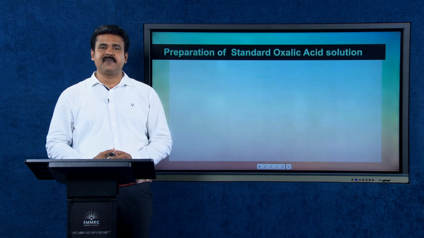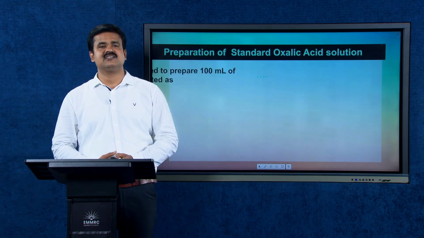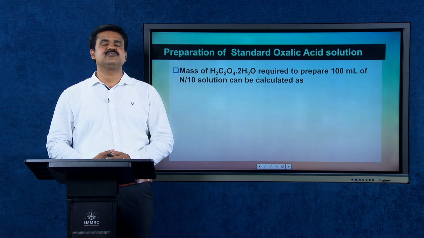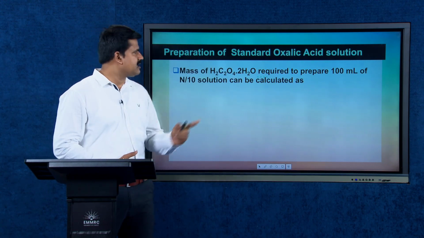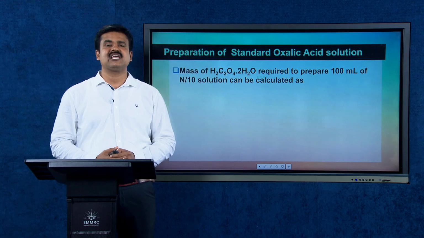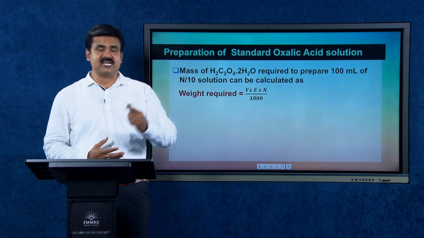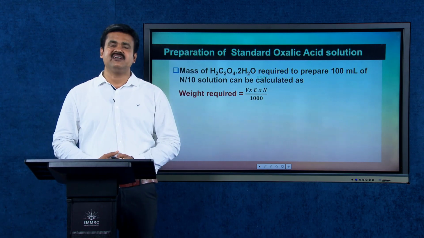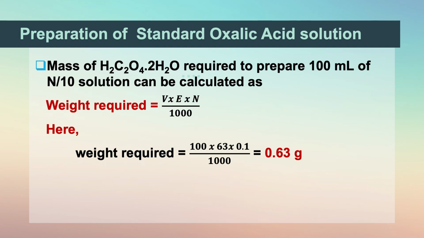First of all, preparation of standard oxalic acid solution. Mass of H2C2O4·2H2O required to prepare 100 ml of N/10 solution can be calculated by using the expression: weight required is equal to V E N divided by 1000, where V represents the volume, E represents equivalent weight, and N represents normality. Here the volume is equal to 100 ml, equivalent mass is equal to 63, and the concentration of the solution is 0.1 normal. So the weight required can be calculated as 0.63 gram.